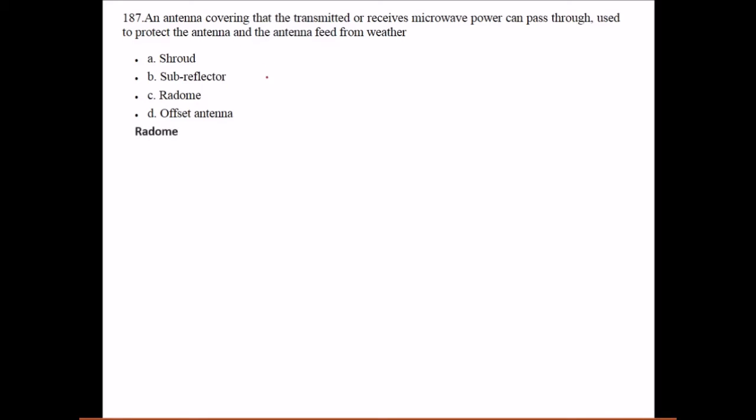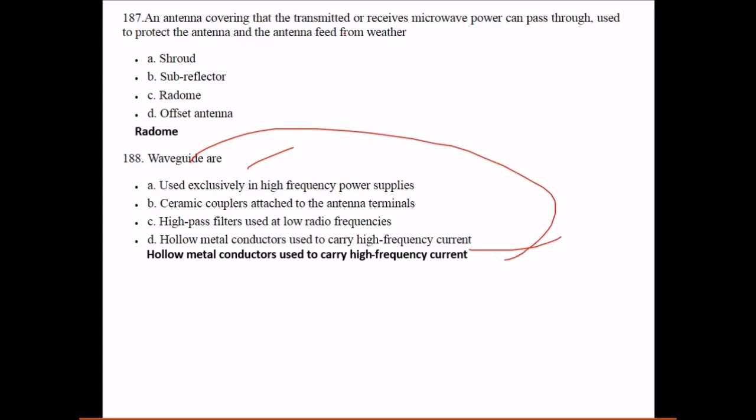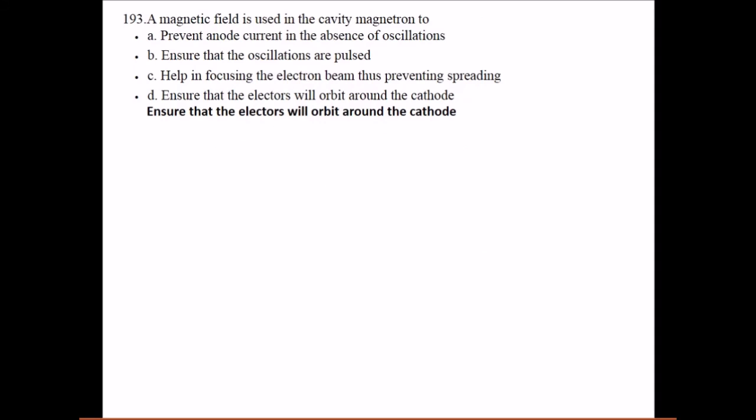This is a radome. So waveguides, what are these? Hollow metal conductors used to carry high frequency current. A microwave device which is unlikely to be used as a pulse device, it is based on the principle of operation of a traveling wave tube. So which is the answer? Backward wave oscillator, BWO.